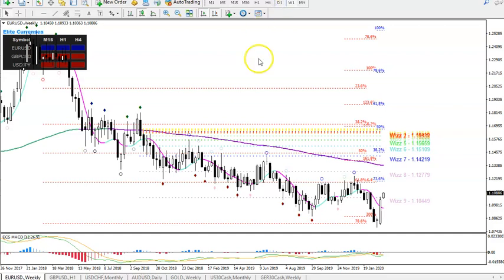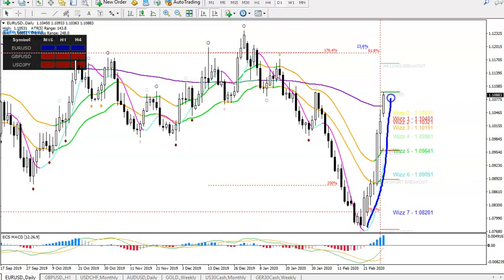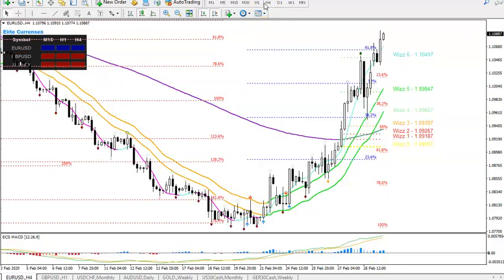Looking at the daily chart, in any case, a higher low and a higher high is likely for the moment, and this is looking like strong momentum basically. Looking at the 4-hour chart.